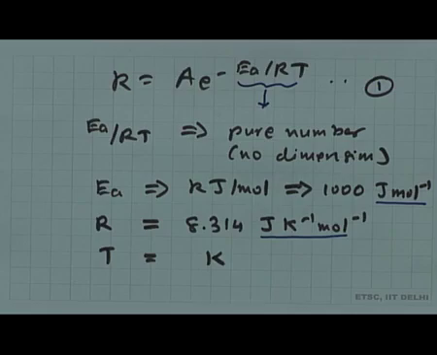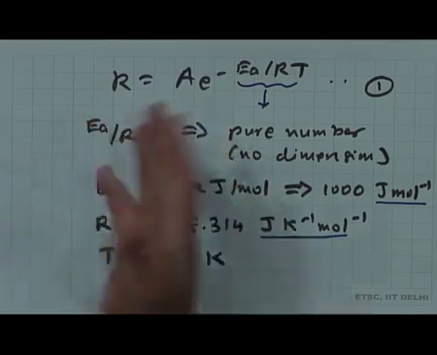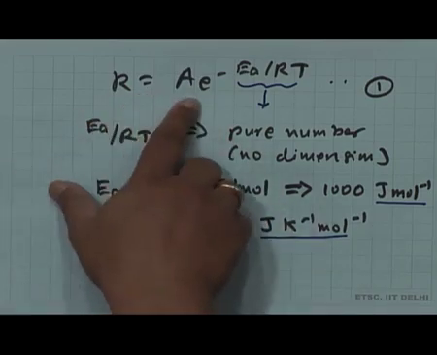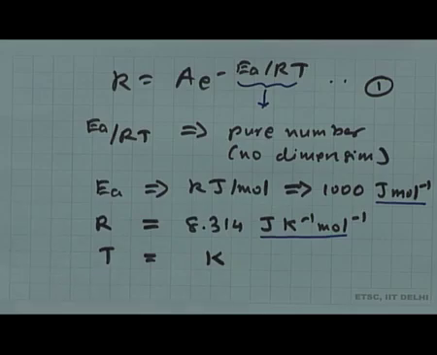Now, for some reason, suppose you are doing something very hurriedly, you are rushing through, and you write down the expression somewhere where you say that k is equal to A e to the minus EA over R, or EA over T, and say you have forgotten, you are wondering whether this equation is right or wrong.